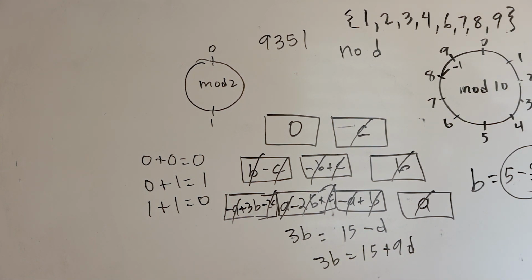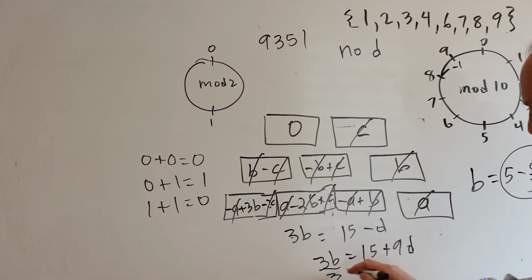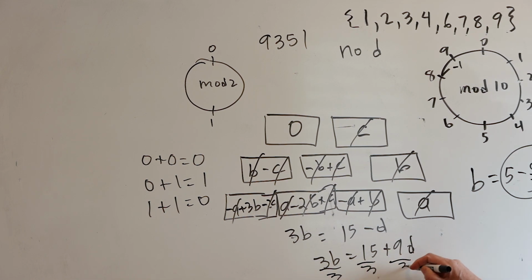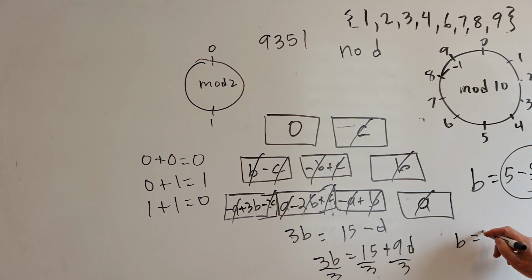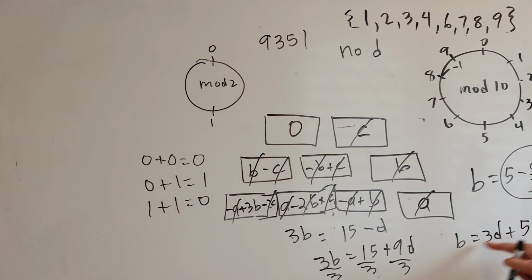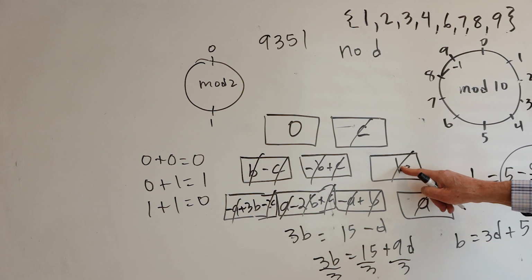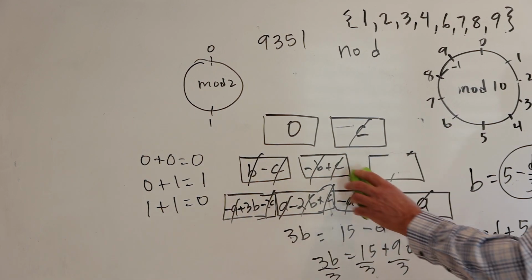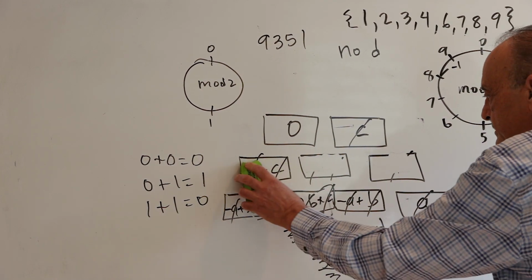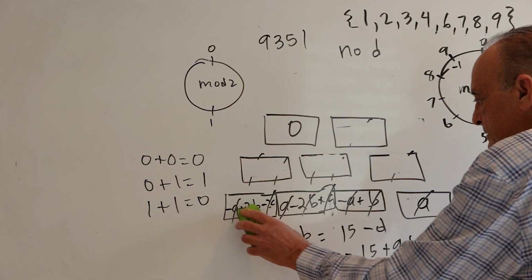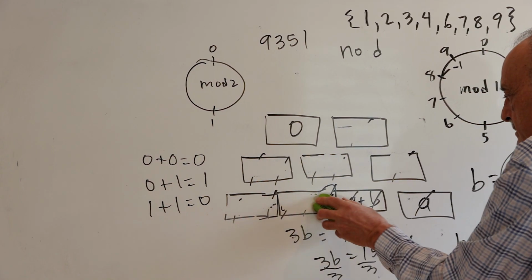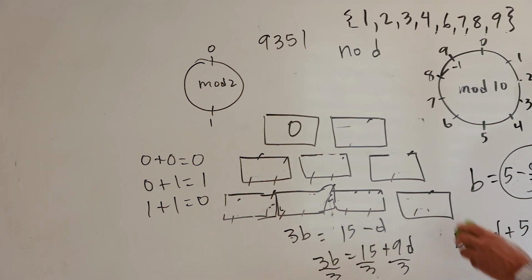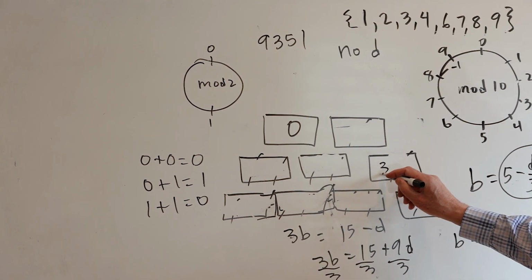Now if I go ahead and divide by 3, I end up with b equals 3d plus 5. And this is our result. So we just know now that this is going to be 3d plus 5. So we can erase all this. And write 3d plus 5.